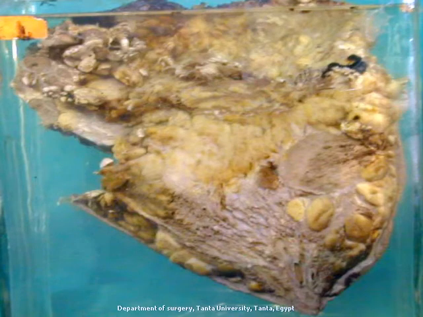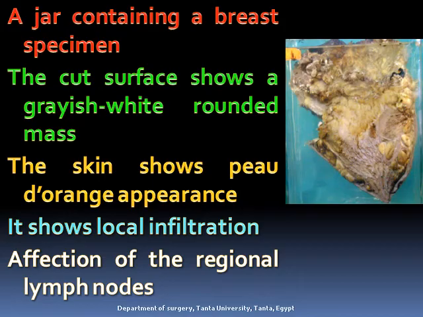A breast sample. A jar containing a breast specimen. The cut surface shows a grayish-white rounded mass. The skin shows peau d'orange appearance. It shows local infiltration, affection of the regional lymph nodes.